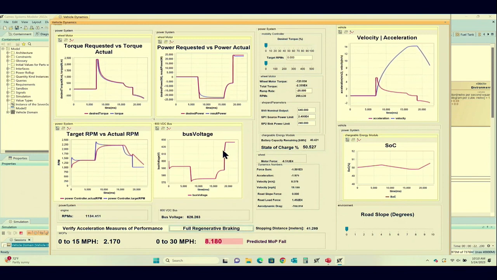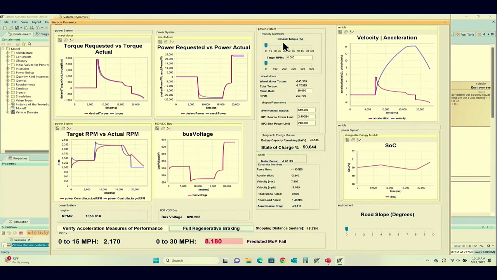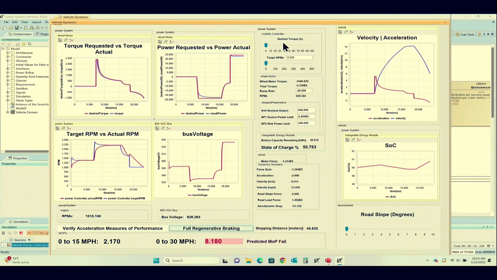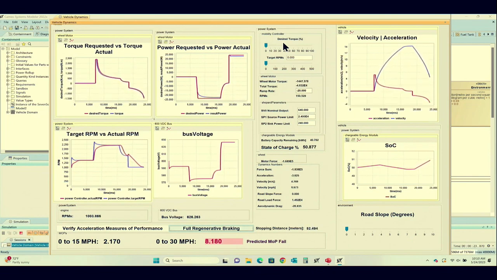But if you notice, when I did that, it actually set that desired torque and RPM back to 0. And then the voltage now shot up, and that's because it's using regenerative braking, so the wheel motors are actually providing a lot of power now back to that bus. So that's why the voltage actually shot back up.